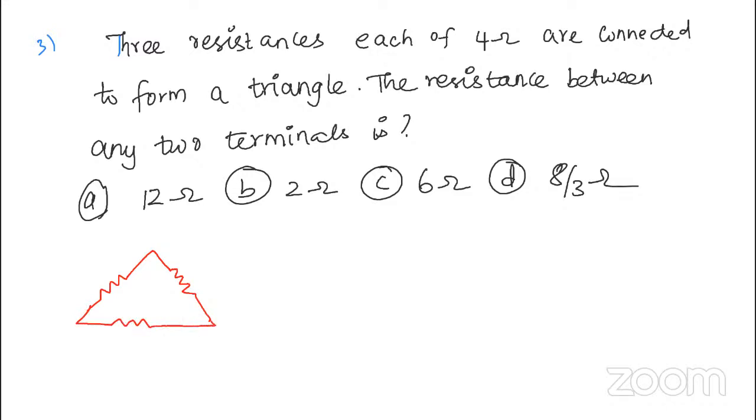Okay. So here they have given the resistance value: each of 4 ohms. So all the resistance values are 4 ohm. So this is the resistance between any two terminals. Any two terminals, we can name them either way, say A, B, C. They are asking what the resistance value will be between any two terminals. Right. So now notice carefully here.